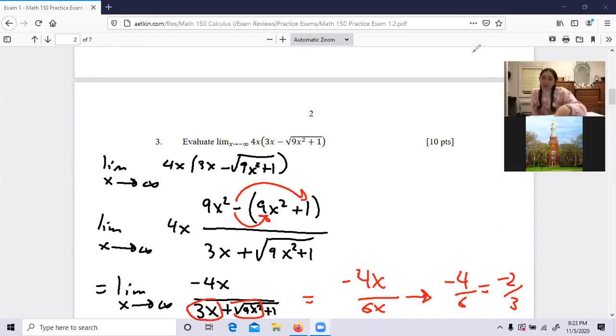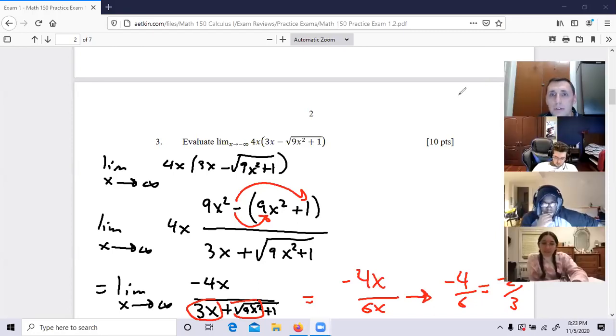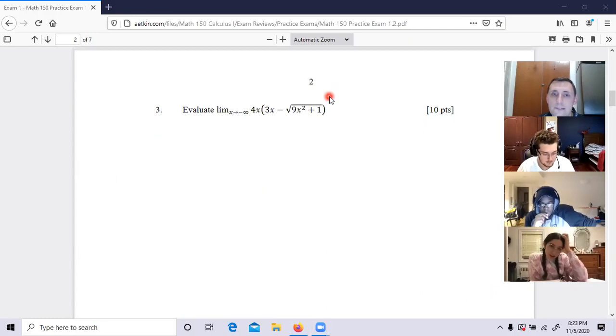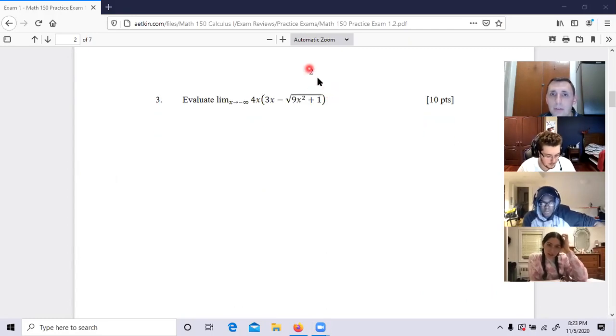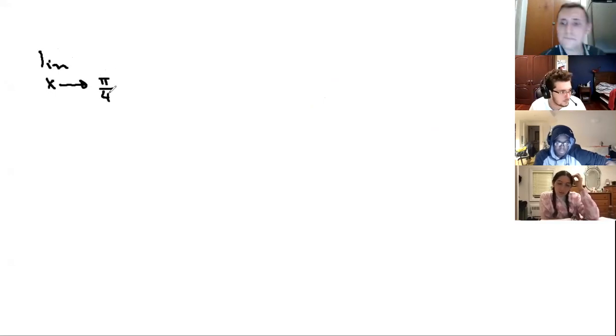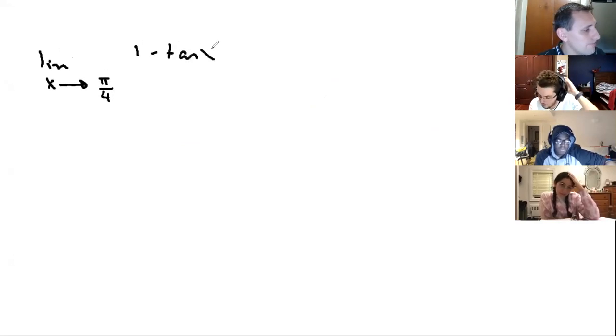I also had another question. Oh, okay, let's do the other question. It's a very specific question. Can we do the limit as x approaches pi over 4 of 1 minus tan x over sine x minus cosine x?